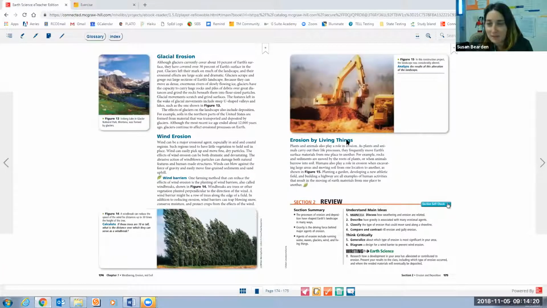Are there any vocabulary words? No, but I see some pictures. I'm going to read those pictures. So let's take a look. Next to this section about glacial erosion, I see this picture. We've got a stream, we've got mountains. It's green and pretty. It says Iceberg Lake in Glacier National Park, Montana, was formed by glaciers.